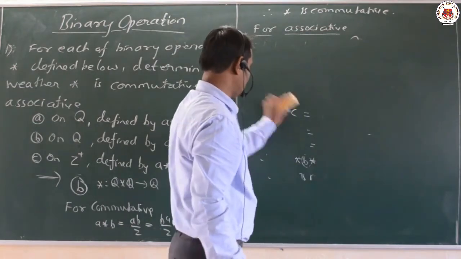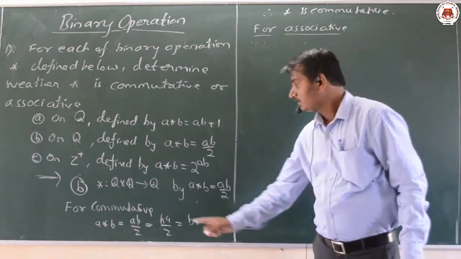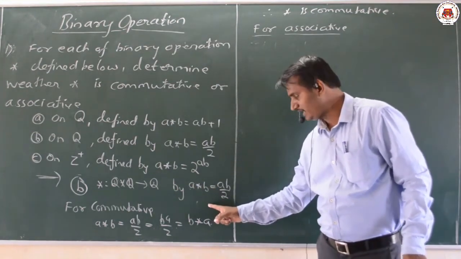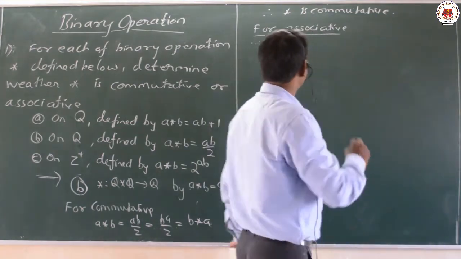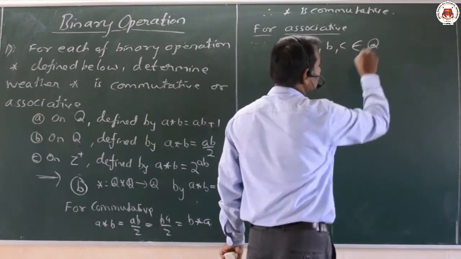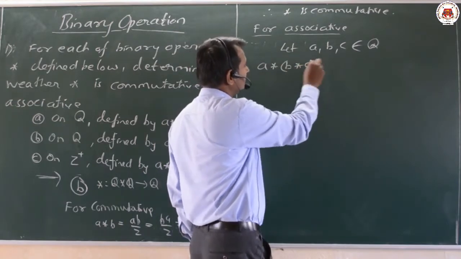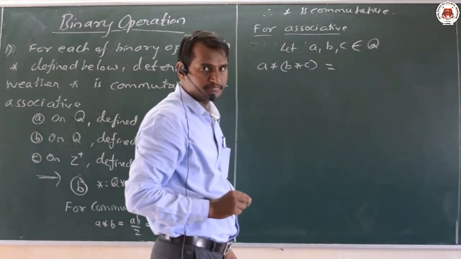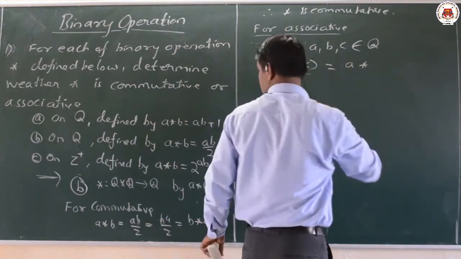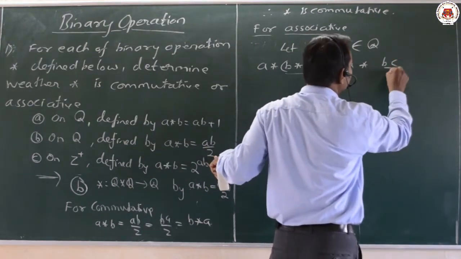Now let us move on with the second one, that is nothing but the associative law. Here the binary operation is clearly given, defined by A star B equal to AB by 2. Now for associative, let A, B, C belong to the set Q. Now I will find out the value of A star (B star C). Here A star (B star C) means A star, first of all, B star C. A star B means AB by 2. B star C means BC by 2.